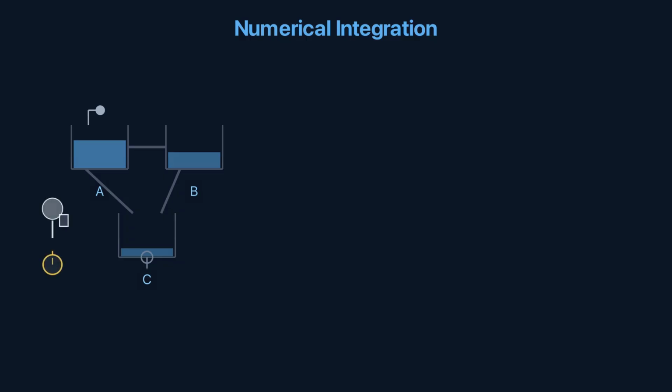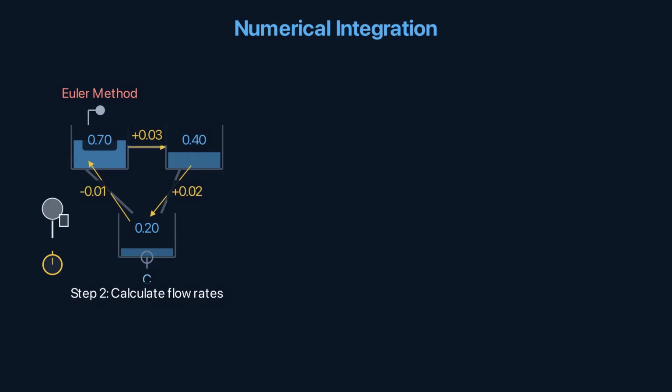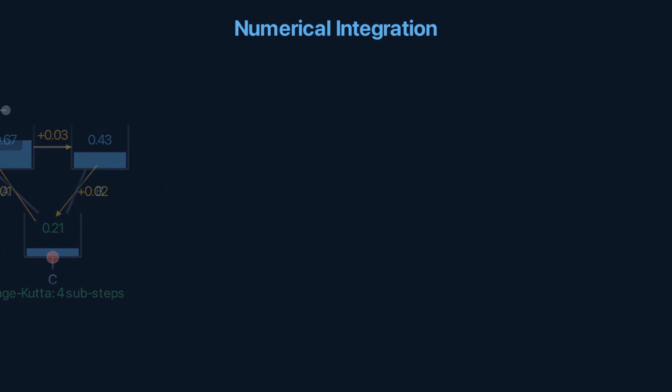3 tubs, 3 drains, 6 pipes connecting them all. The water flows simultaneously everywhere. No formula can solve this by hand. The system is coupled and non-linear, so the plumber pulls out a stopwatch. Check the levels now. Calculate the flows. Advance the clock by a tiny step. Update the levels. Repeat. This is numerical integration, Euler's method.